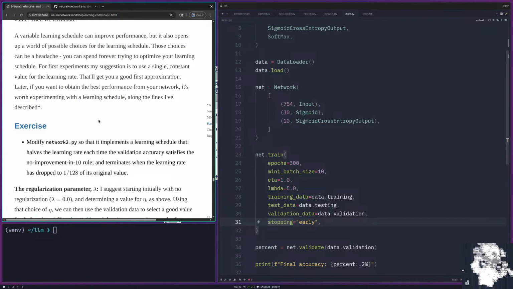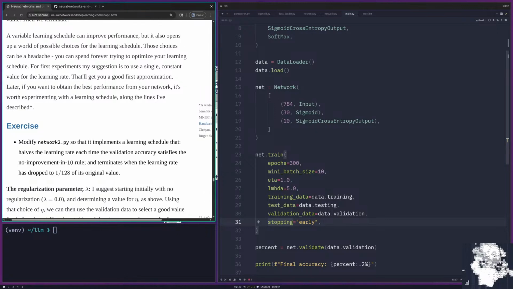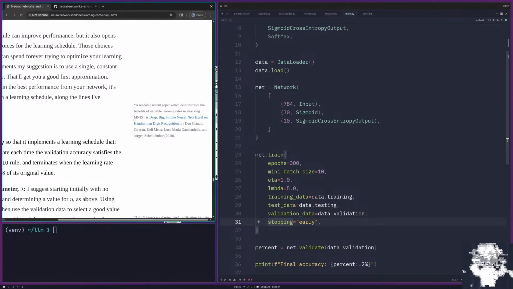A variable learning schedule can improve performance, but it also opens up a world of possible choices for the learning schedule. These choices can be a headache. You can spend forever trying to optimize your learning schedule. For first experiments, my suggestion is to use a single constant value for the learning rate. That'll get you a good fixed first approximation. Later, if you want to obtain the best performance from your network, it's worth experimenting with a learning schedule along the lines I've described. Footnote, a readable recent paper which demonstrates the benefits of variable learning rates in attacking MNIST is this thing.